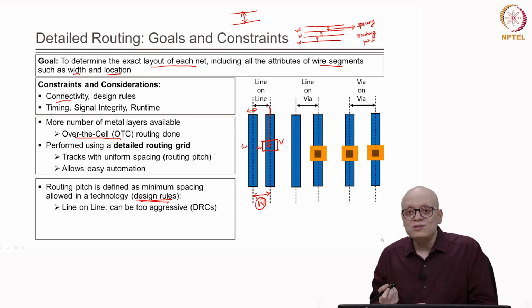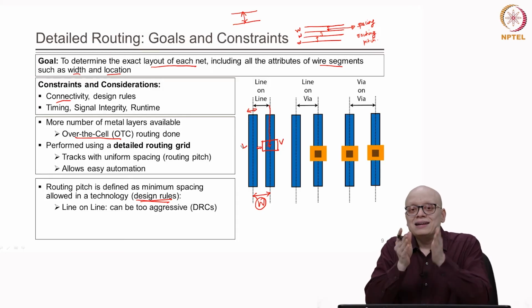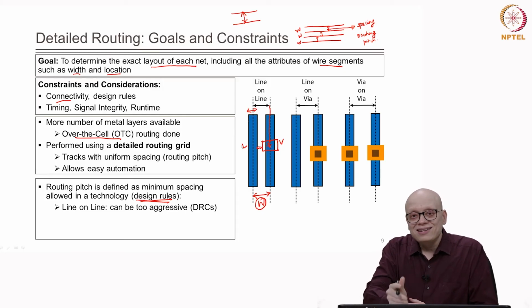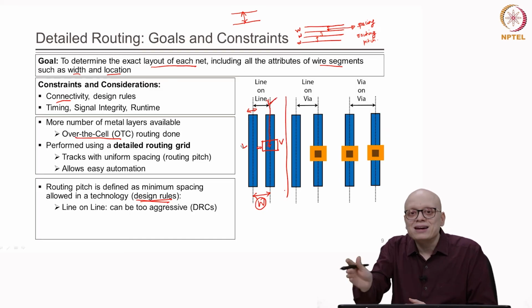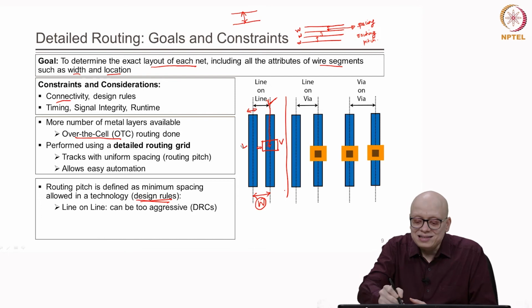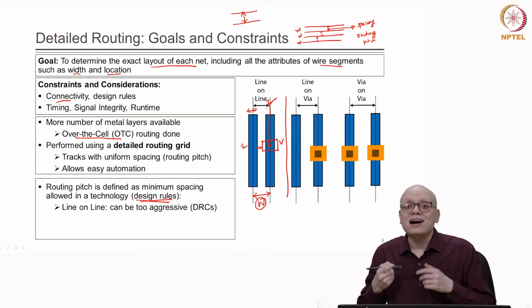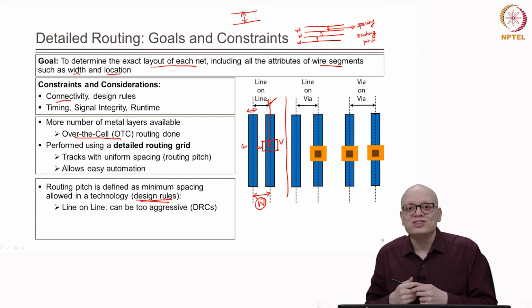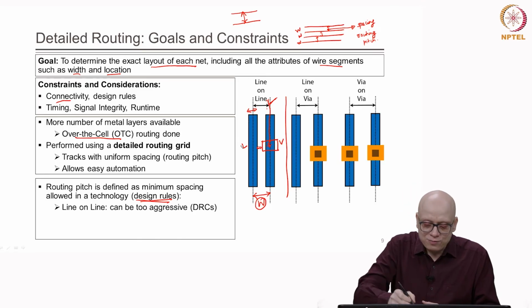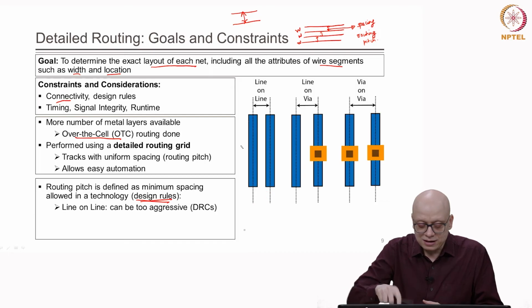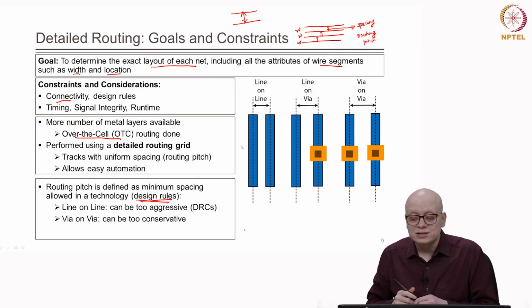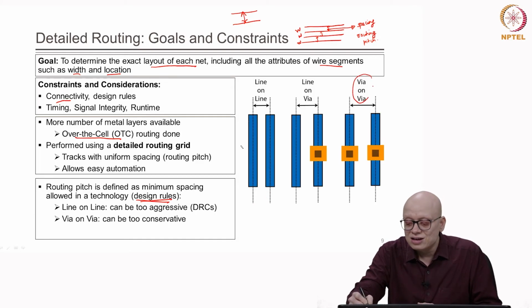Now, to fix it, what we can do is, if we want to insert a via, we will leave this track and use the next parallel track, but then the track which we have left is being unutilized. We are not packing as efficiently as possible, and therefore this may not be a good choice, line on line as the routing pitch. The other thing that can be done is that we can consider, say, via on via.